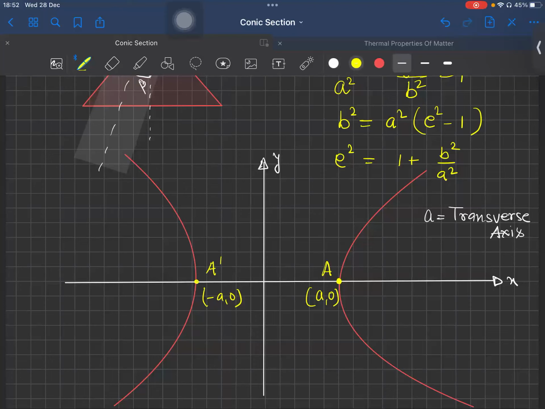Okay, and let's mark B. So B is here somewhere. Let's say B is 0 comma B, and B dash is 0 comma minus B. Okay, B is called conjugate axis.